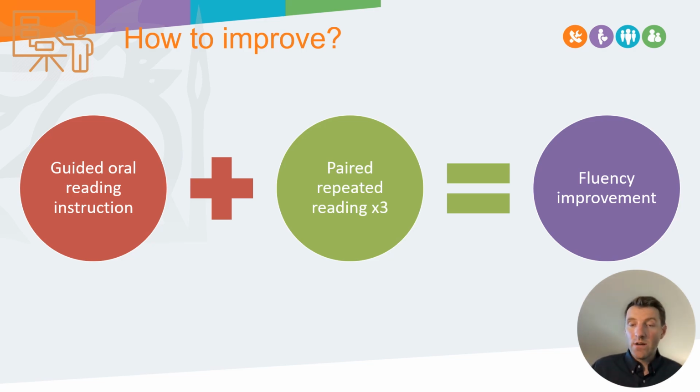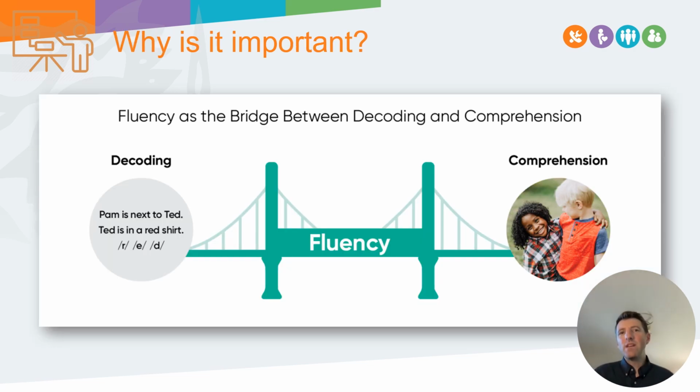This is really done well in pairs where you're listening to each other and that pair can be giving feedback on how well that has gone. So let's remind ourselves of why this is important. It's important because fluency is the bridge between decoding and comprehension. You can't comprehend if you can't get meaning. You can't get meaning if you can't read fluently because you're spending so much time in the pit of decoding. So fluency helps us take the decoding at the word level and turn it into meaning.